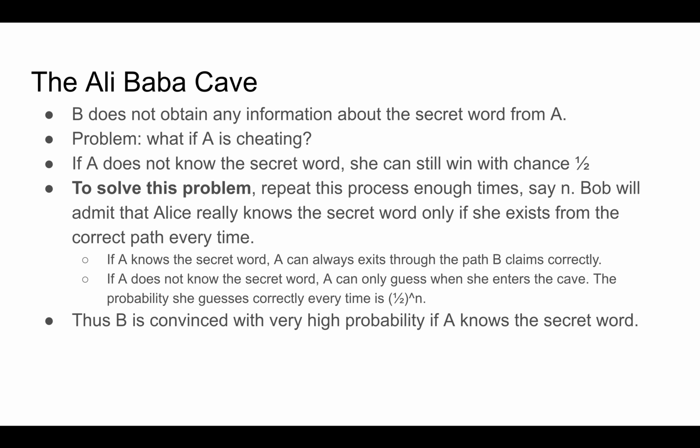The main difference is that when Alice doesn't know the secret word, she can successfully convince Bob only if she can guess the path Bob will claim correctly every time. But this happens with probability 1 over 2 to the n, which is very small and negligible. Therefore, we say Bob is convinced finally with very high probability.